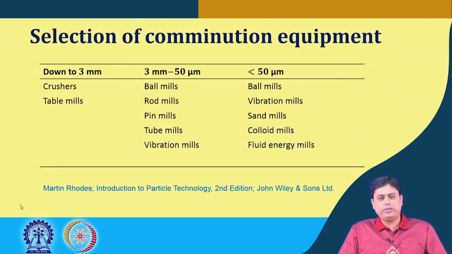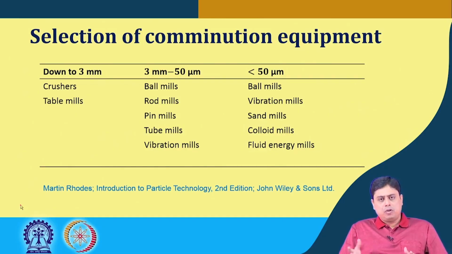Ball mills have a wide range of applications and can handle a wide range of particles. From 3 millimeter to 50 micron, there are several types of mills: ball mills, rod mills, pin mills, tube mills, vibration mills. All these mills are specific in nature. We have not gone through the details of all the mills individually, as it would take a huge lot of time. We have gone through the overview. We have seen one example in each case, which serves the purpose of giving an overall idea of how it is used or what kind of stress mechanism it provides for size reduction.